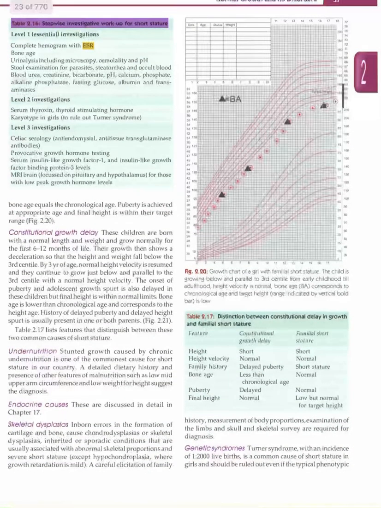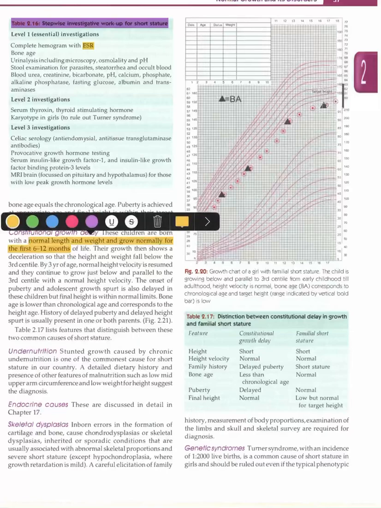Constitutional growth delay. These children are born with normal length and weight, and grow normally for the first 6 to 12 months of life. Their growth then shows a deceleration so that the height and weight fall below the third centile by 3 years of age. Normal height velocity is resumed and they continue to grow just below and parallel to the third centile with a normal height velocity. The onset of puberty and adolescent growth spurt is also delayed in these children, but final height is within normal limits. Bone age is lower than chronological age and corresponds to the height age.